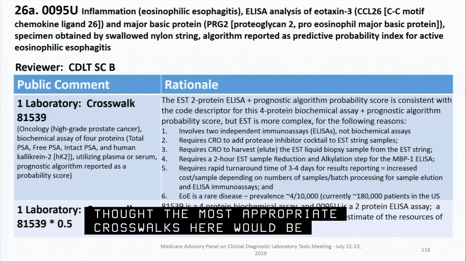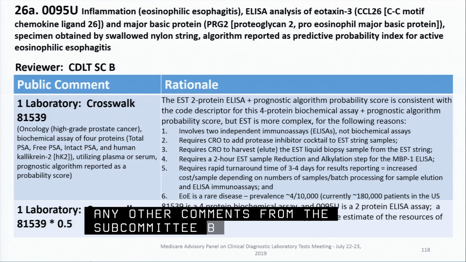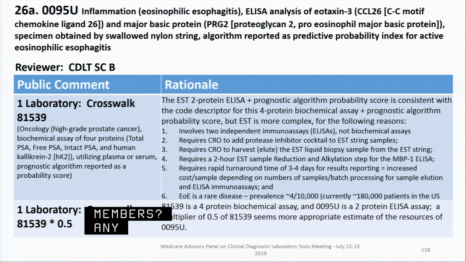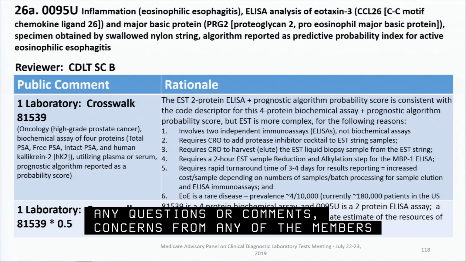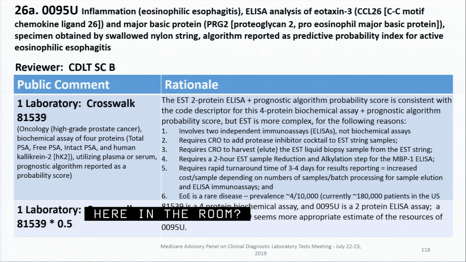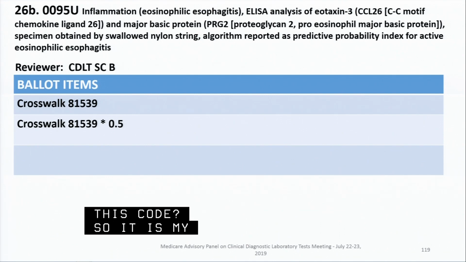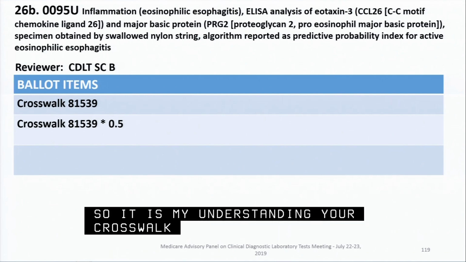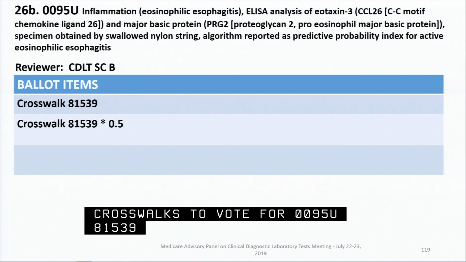Thank you. Any comments from those on the phone? Any other comments from the Subcommittee B as in boy members? Any questions or comments, concerns from any of the members here in the room? Any questions for the owner of this code? So it's my understanding then your crosswalks to vote on are for 0095U, 81539, or 81539 times 0.5.